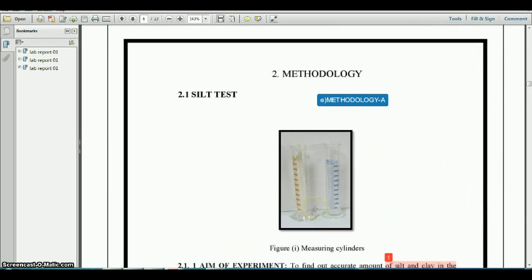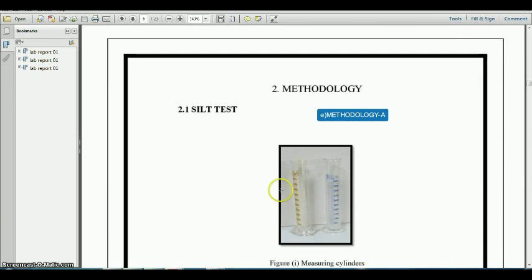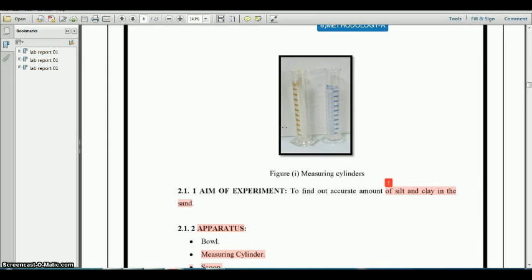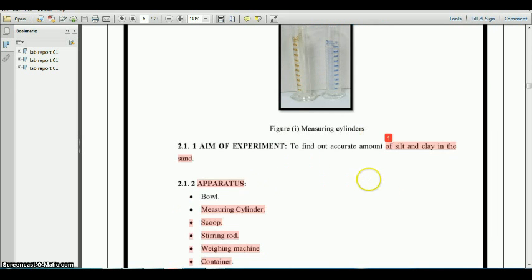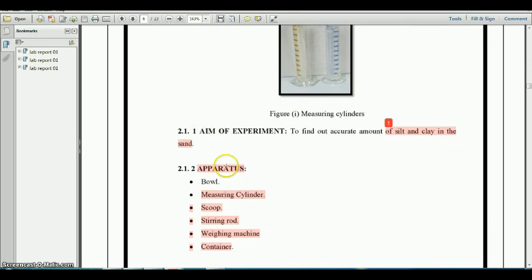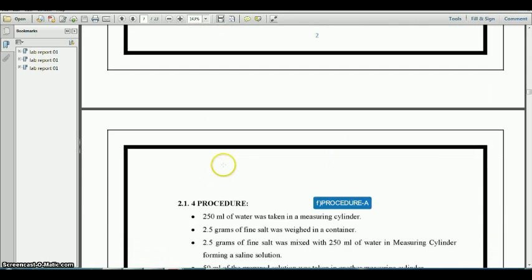Okay. Later on, methodology. You can write methodology like this. Divide methodology as 2.1 silt test. If you have some figures, it looks good. But whenever you insert a figure, make sure that it is written like this: figure number and the details of the figure. Then you can write it the same way: aim of the experiment, apparatus, material.